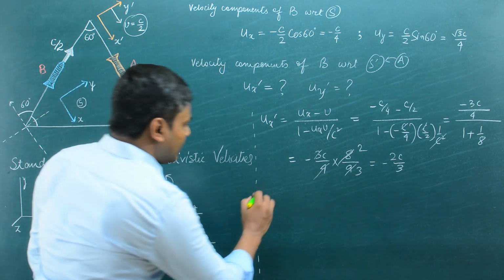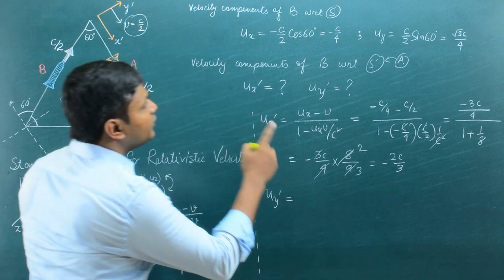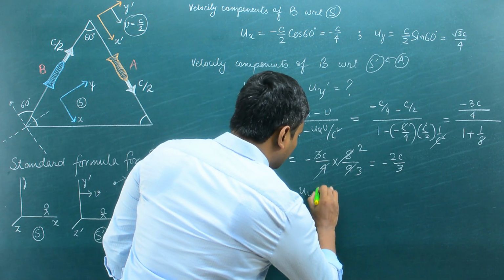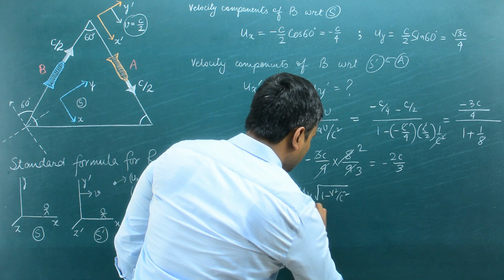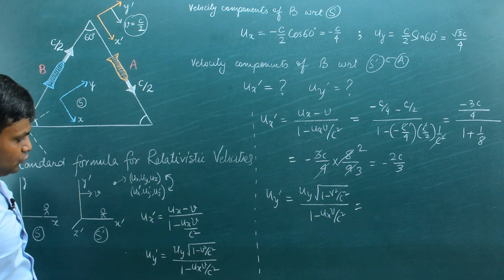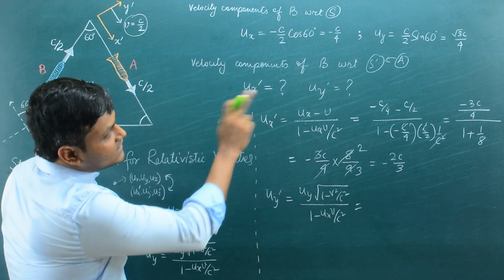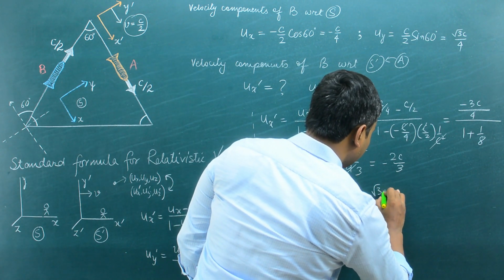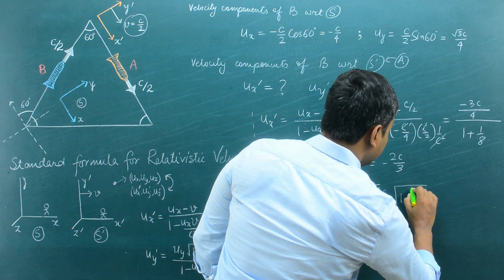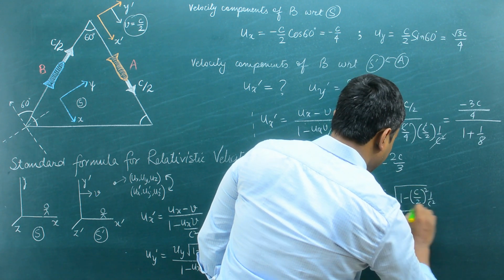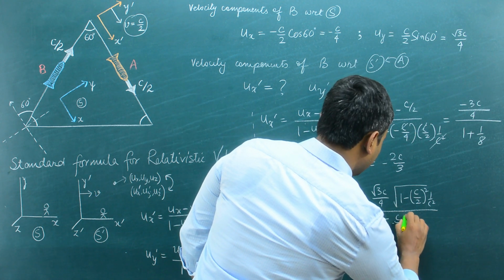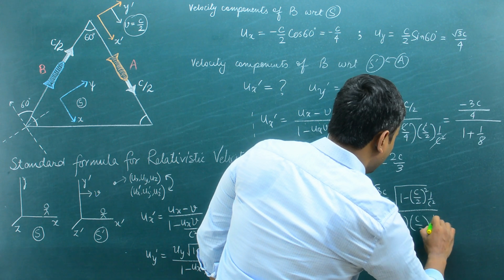All right. Similarly, if I'm interested in uy dash, from this particular expression I have uy root over 1 minus v square upon c square, divided by 1 minus ux v upon c square. So ui is nothing but root 3 upon 4c multiplied by 1 minus v square, that is c by 2 square upon c square, and in the denominator I have 1 minus c upon 4 into c upon 2 upon 1 upon c square.